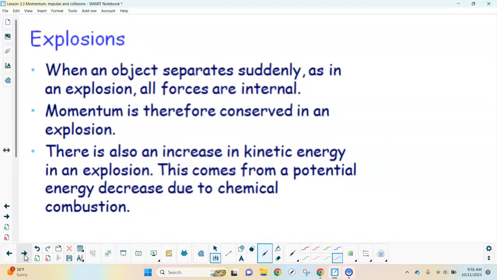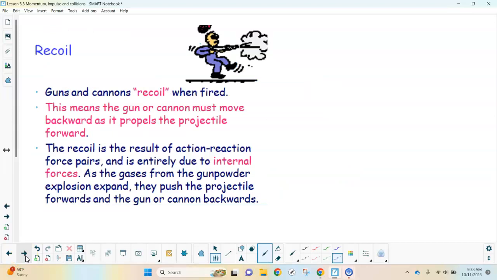All right. So another idea, which is not exactly a collision, but it's kind of the reverse of a collision, is something called an explosion. An explosion is when suddenly you have internal forces that cause things to move out. You guys can imagine what an explosion is. And momentum is conserved in an explosion because it's all internal. You would also notice there's an increase in kinetic energy that comes from the potential energy being used up, converting chemical energy into kinetic energy within the system. Okay, so it's got stored energy in it.